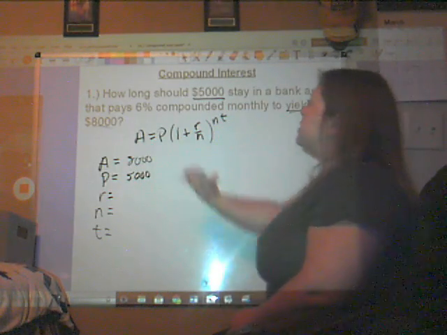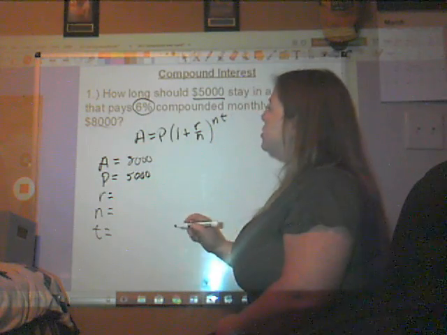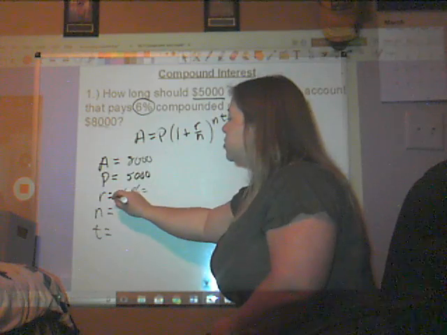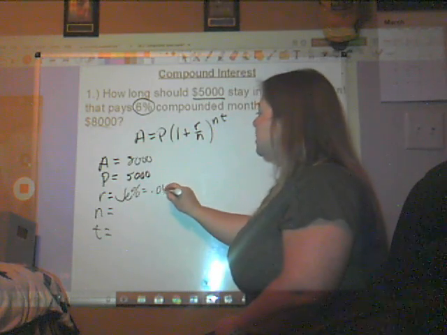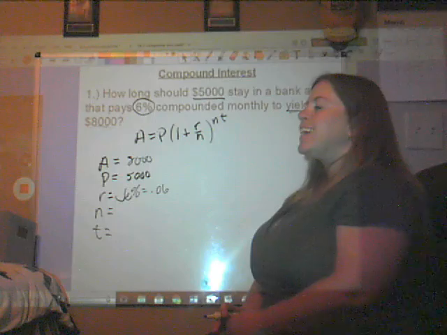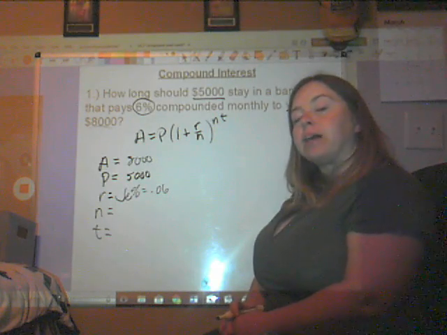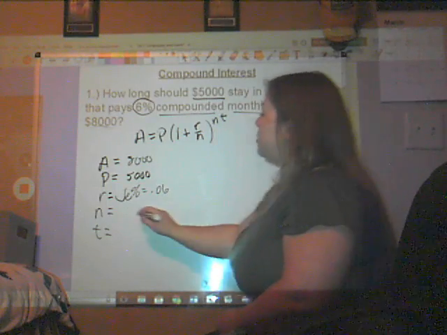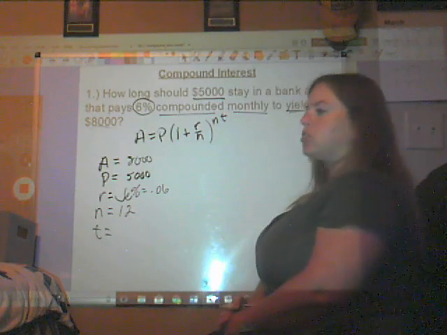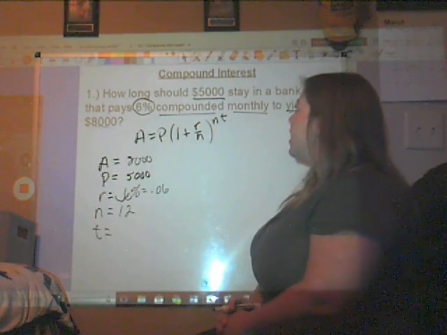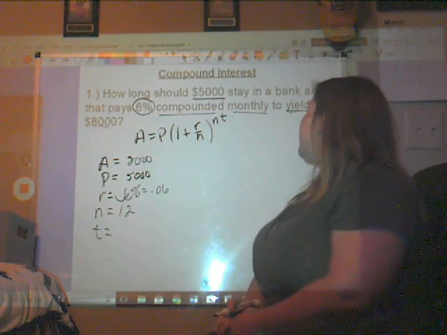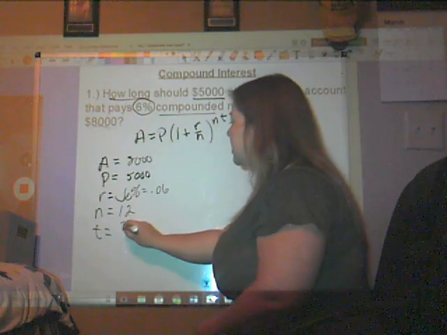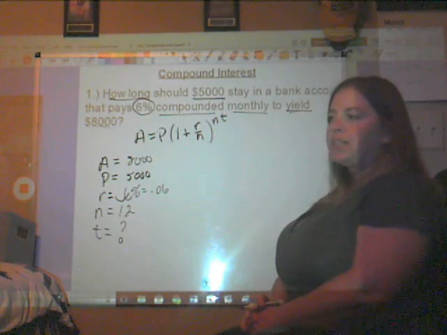R is your rate. Your rate's always your percentage. So that's 6%, but we want to convert it to a decimal, so you move your decimal 2 places. So that's 0.06. N is the number of times it's compounded per year, and this says compounded monthly. Remember, monthly was 12 because there's 12 months in a year. And then T is the time it takes. If you notice, it's asking how long, so we need to find T.